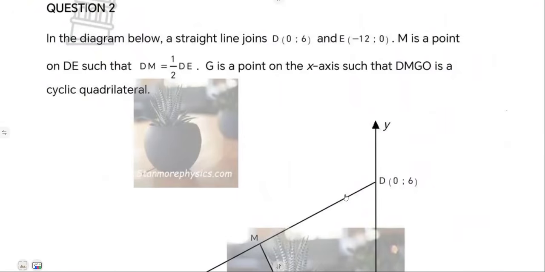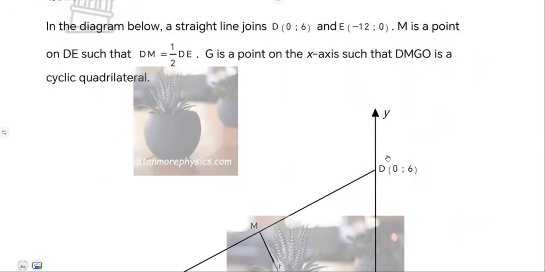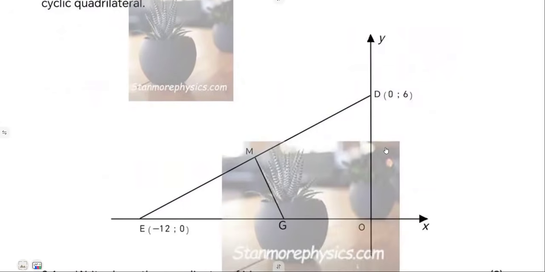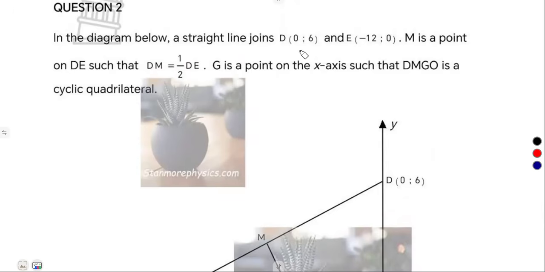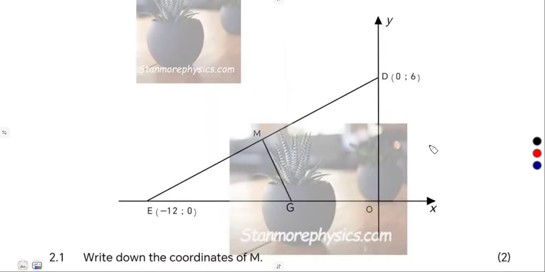Let us move on to question number two. In this diagram that we are given, we have got the points D and E. M is the point such that M is a point on DE such that DM is half of DE, all right? DM is half of what? Of DE. So M is what? The midpoint. It is halfway. So that is the concept here. We are given this as the midpoint.